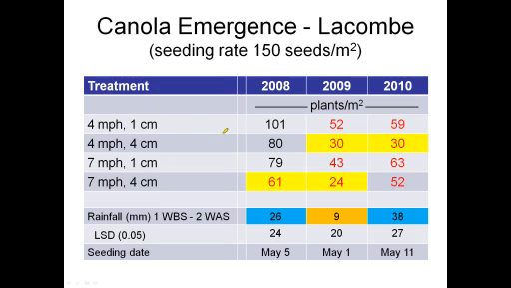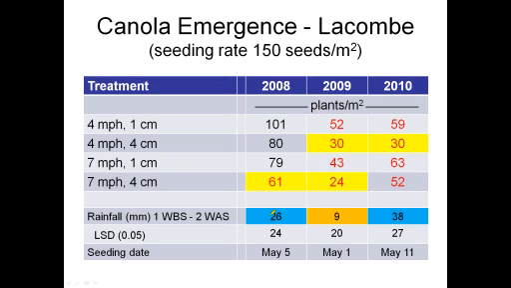Anything significantly less, using statistics, than this ideal is in yellow. If it's greater than that, it'll be in green. So in this slide, you can see that there are some emergence values that are less than this 4 miles per hour, the slow and shallow. In 2008, quite a bit less than 100, down to 61. In 2009, anytime we went deep at 4 centimeters, whether it was slow or fast, we were below this slow and shallow. And then here was another one that dropped down.